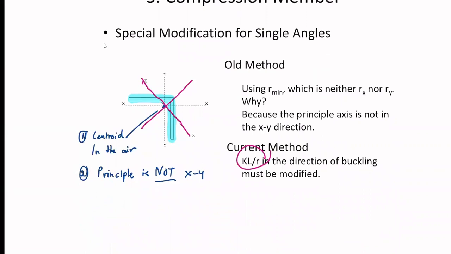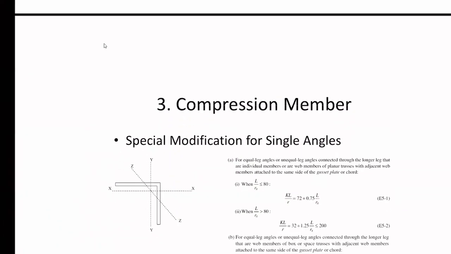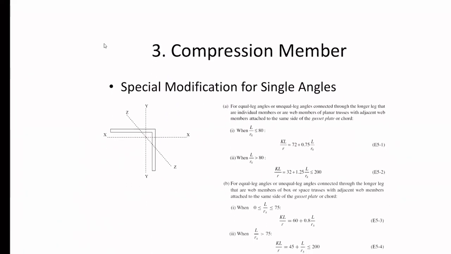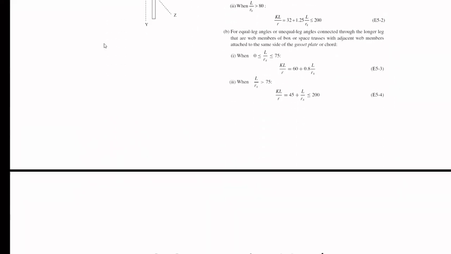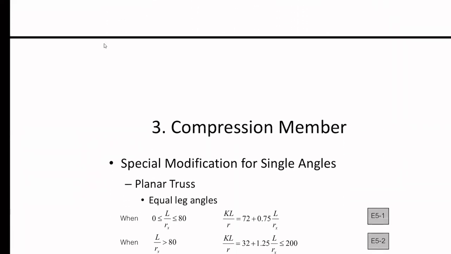But the funny thing is that engineers use angles a lot in the real world, and they have the old ways of design, which is not bad. Instead of using the principal axis, you use r about the principal axis. You can also do that. But nowadays they have the new approach that requires you to modify the KL over r. Once you modify it, you can use the formula, and that's it. Okay, no more of this.